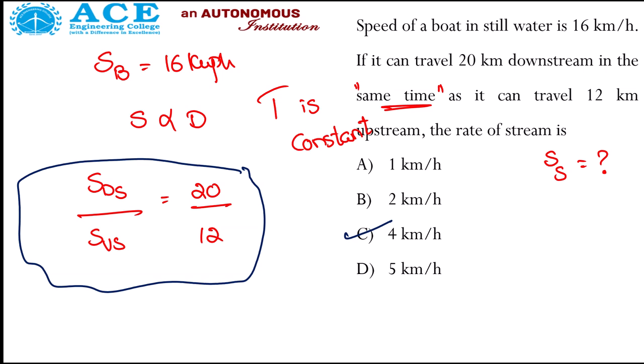We can also form the equation, taking SS as x, and cross multiplying. But why waste the time? It's simple: SB plus SS over SB minus SS. SB we know is 16, so 16 plus SS divided by 16 minus SS should be equal to 20 divided by 12. If you put SS as 4 here, we get it. It's as simple as that.